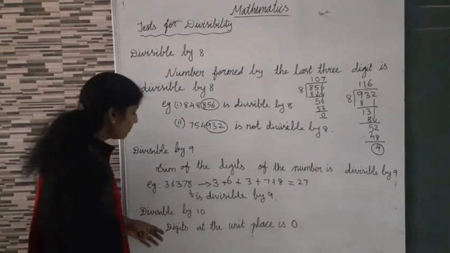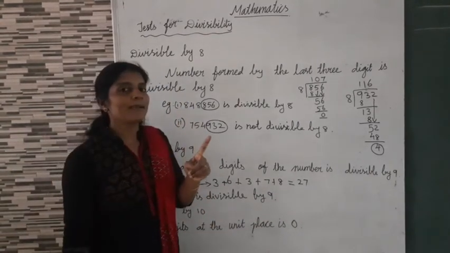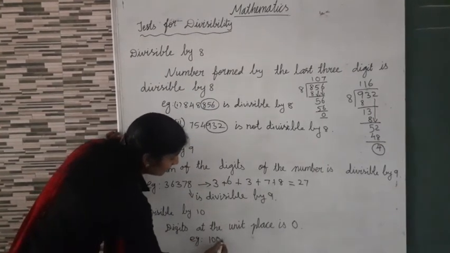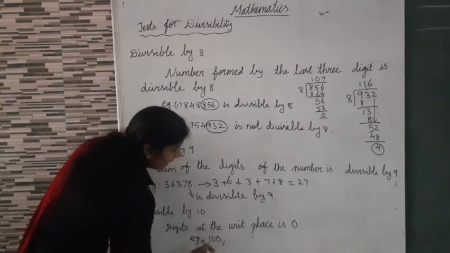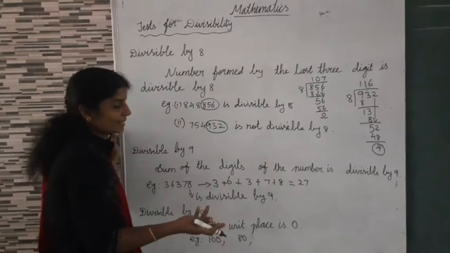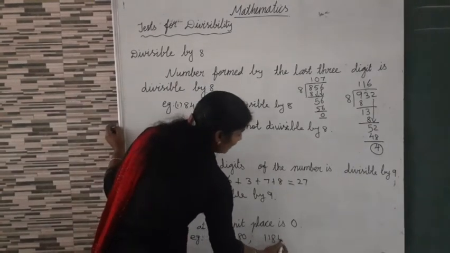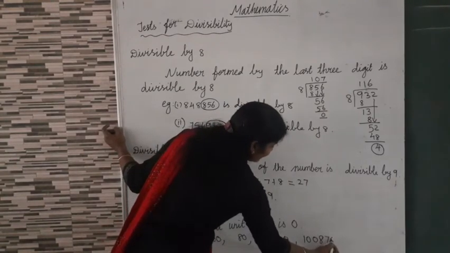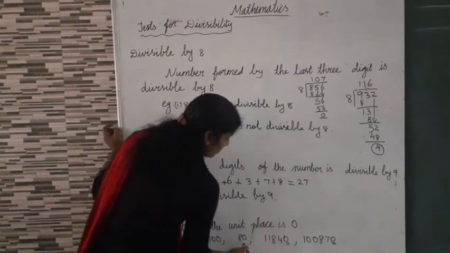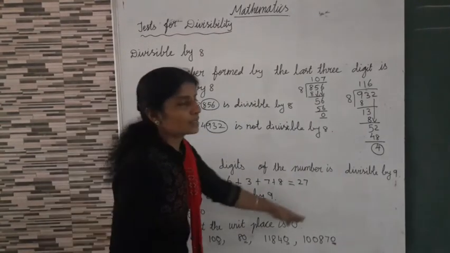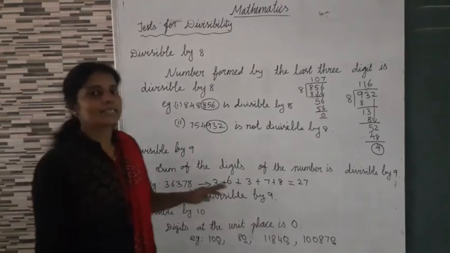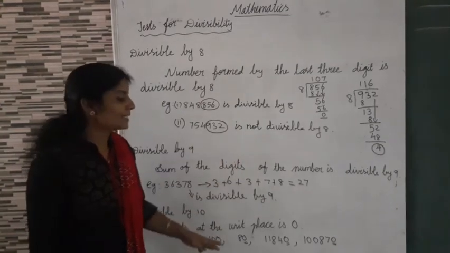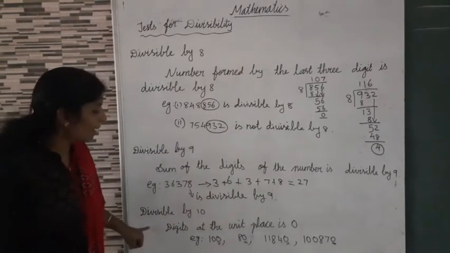If any number is divisible by 10, it means that the ones place is 0. Okay. For example, 100, then 80, 70, 60, then 11,840, then 8,970. This one's digit is 0. It means these numbers are divisible by 10. Okay. If it is divisible by 10, it means the ones place is 0. If the ones digit is 0, it means that numbers are divisible by 10.